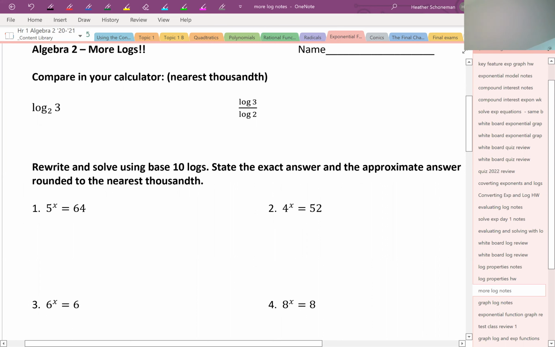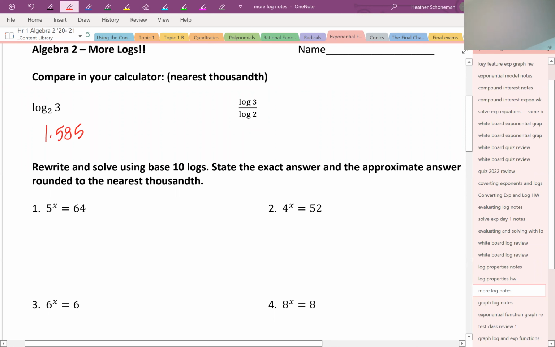Okay, in your calculator, I want to compare these two things. The first is log base 2 of 3. In our calculator, if you remember, you're going to go to the math menu, go up to option A, and so you're going to have log base 2 of 3 and hit enter, and we get 1.585. Okay, not significant. We have definitely done this before.